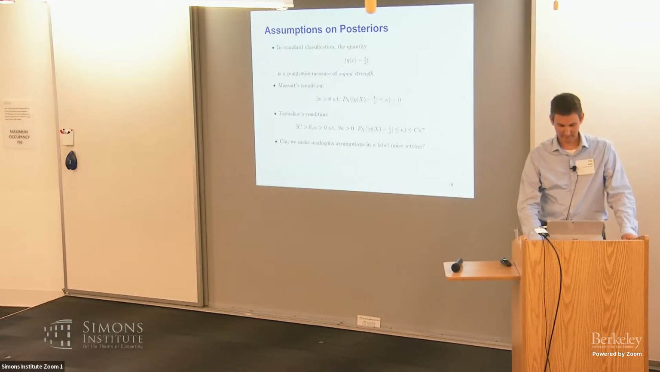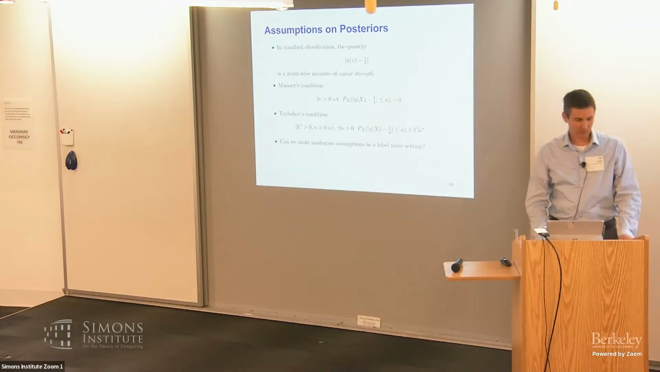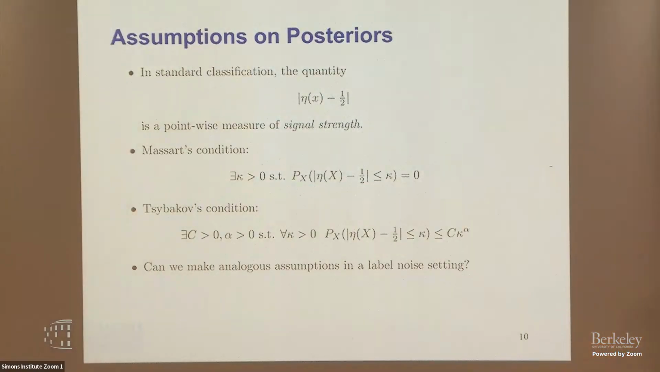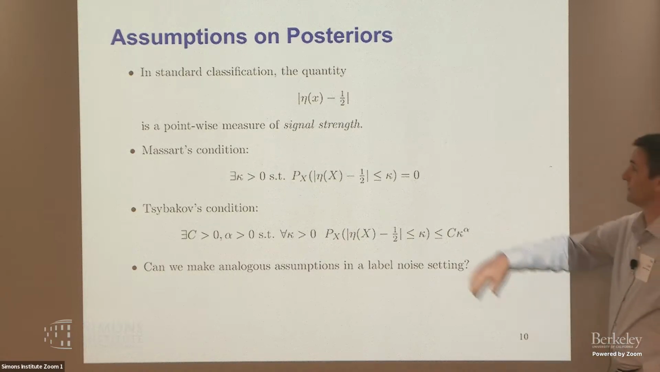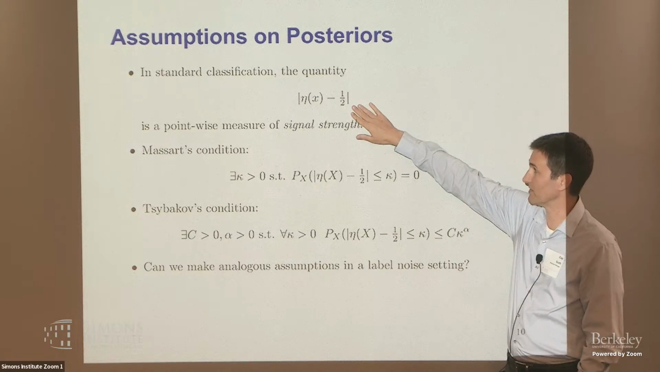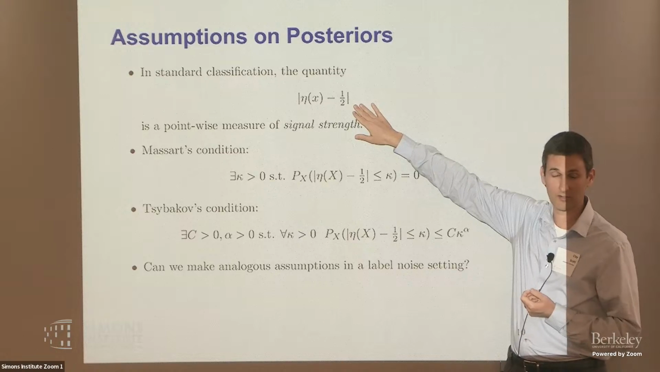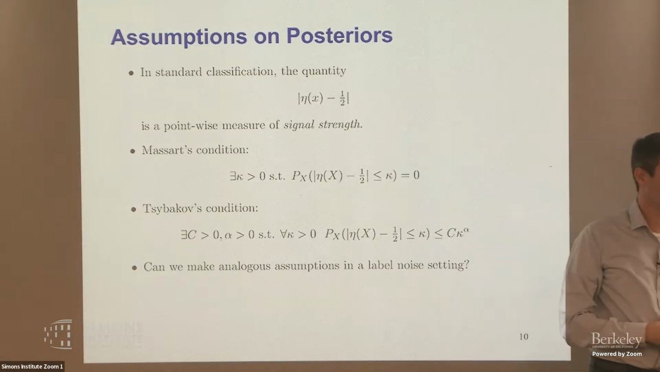All right. So how do we build up a model for posterior drift, where we're going to draw inspiration from standard classification theory? So in standard classification, how do we quantify the difficulty of a learning problem? Well, one very common approach is to look at this measure: the absolute value of eta of x minus a half. It's often been called the margin at x. I'm just going to call it the signal strength at x.